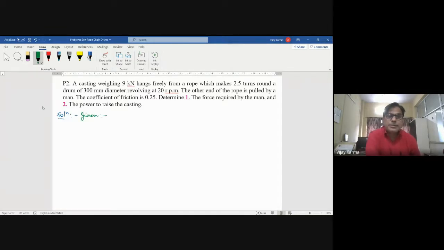So the given data is: a casting weighing 9 kilonewton hangs freely from a rope. So this is the weight of the casting, 9 kilonewton, and the rope makes 2.5 turns around a drum of 300 mm diameter. So let the drum diameter be D, that is 300 mm. The speed is 20 RPM, N is 20. And what about theta?